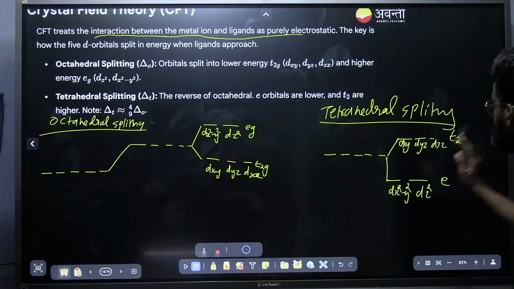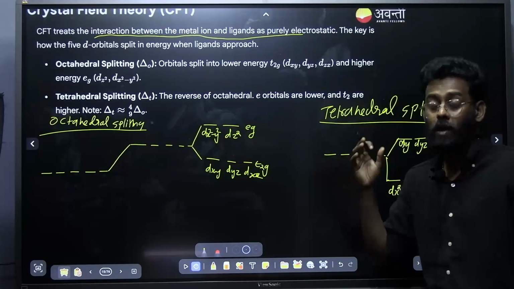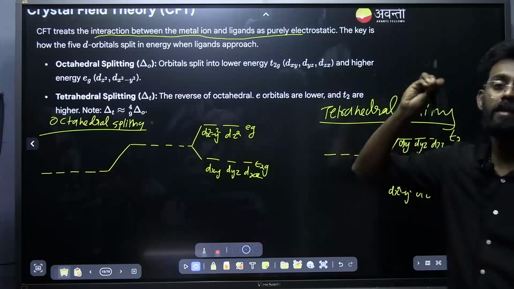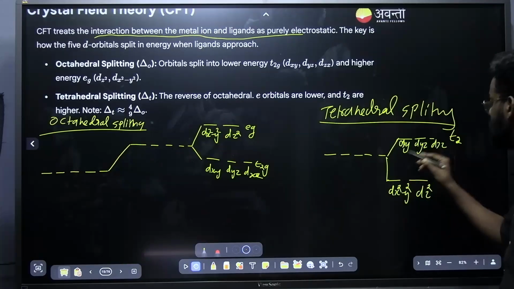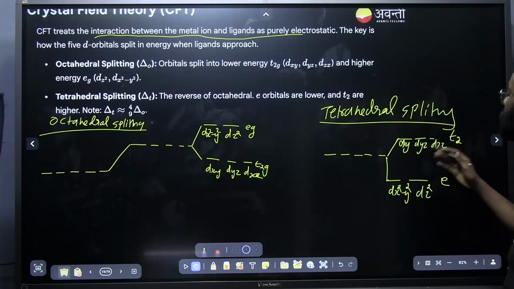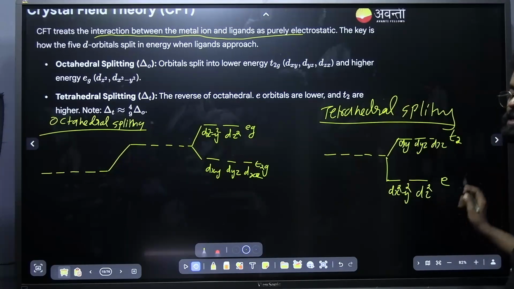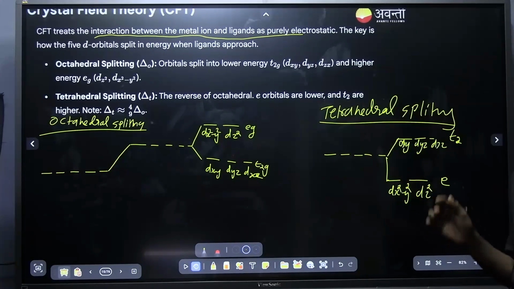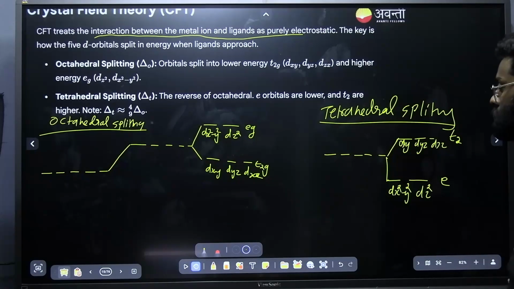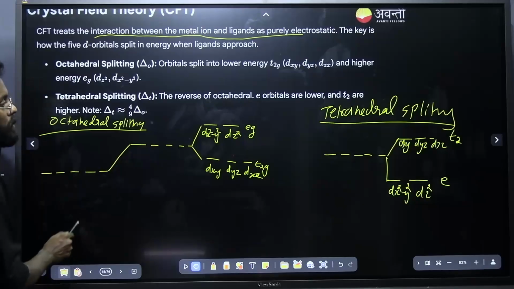Why? In the case of tetrahedral splitting, the ligand is not approaching along the axis, it is in between the axes. So the orbitals which lie in between the axes, that is dxy, dyz, dxz, will be raised in energy. Okay, and the remaining will be lowered in energy. And we won't be using the g term here. The g is used whenever there is a center of symmetry. In the case of a tetrahedral complex, there is no center of symmetry, so we cancel out the g term here. Okay, this is how octahedral splitting and tetrahedral splitting take place.